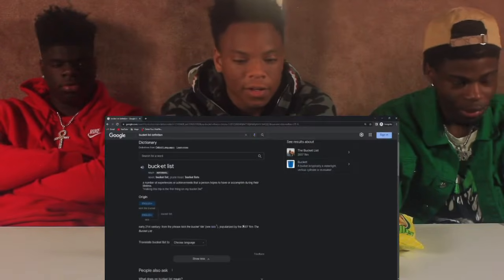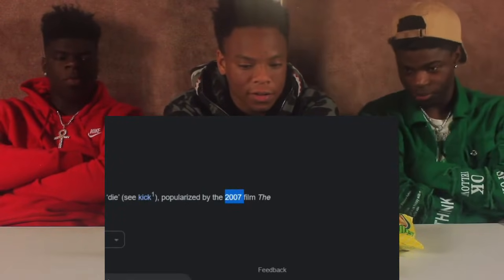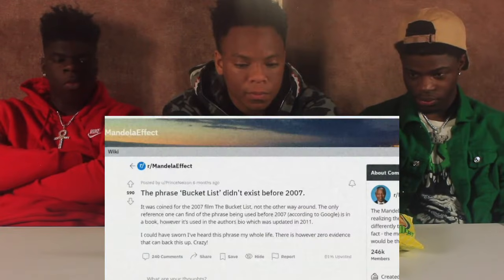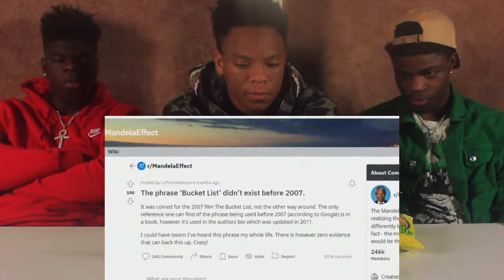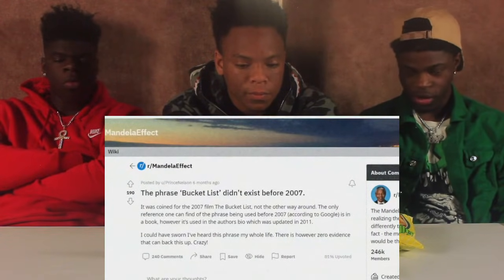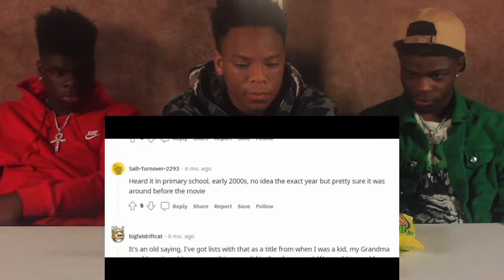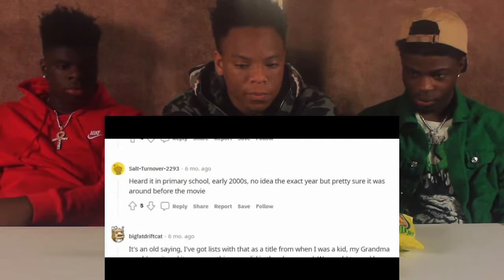That was just one of the effects. You find that the saying traces back to 2007, directly referencing the film. Even the movie writer Justin Zackham credits himself as the originator of the term. There's also no online evidence that the term existed before the film was produced. One Reddit user stated, "Heard it in primary school, early 2000s. No idea the exact year, but pretty sure it was around before the movie."